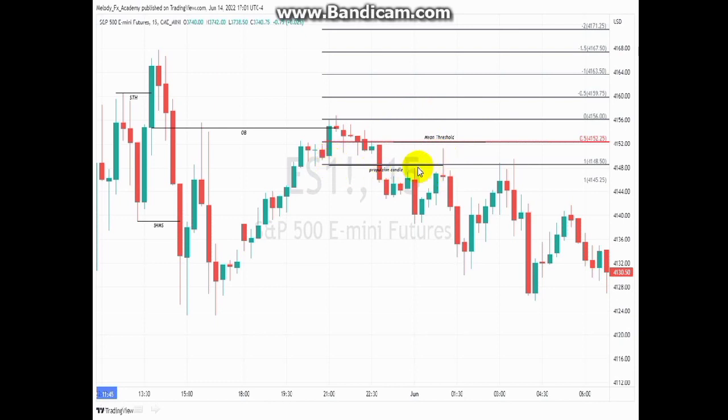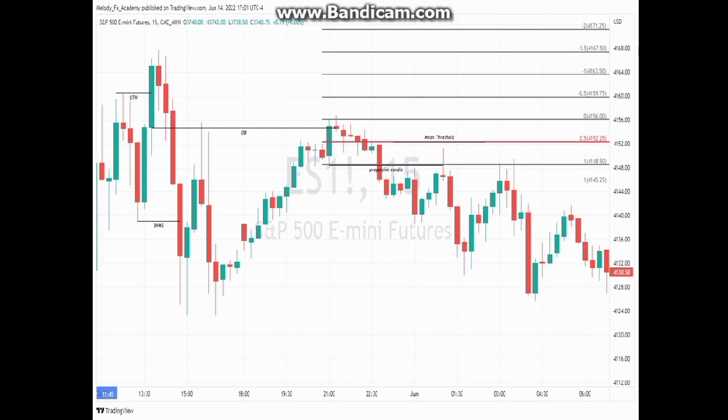Your entry of course will be right there at the low of the candle, and your stop loss will be above the candle, above the proportion candle's high. As you can see, we trade off, and this is a nice movement. So that is basically all a proportion candle is.